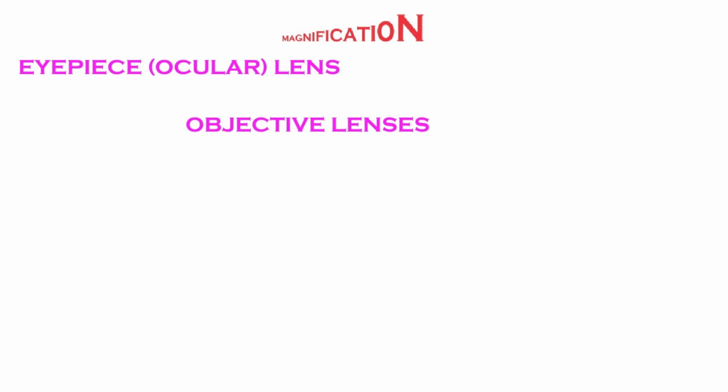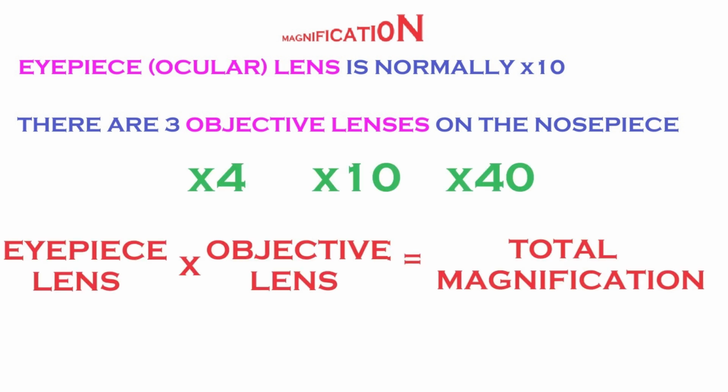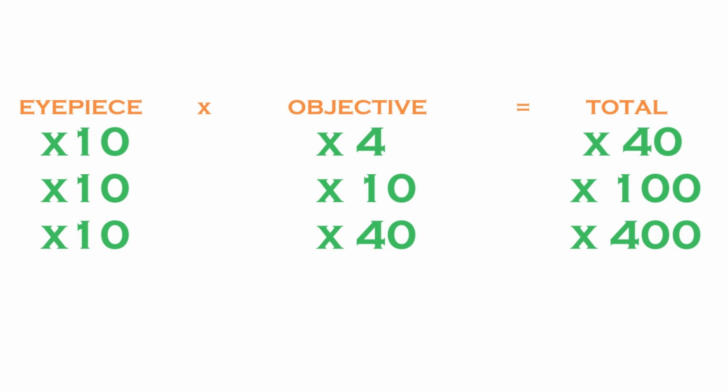Next, we're going to talk about magnification. The eyepiece or the ocular lens is normally times 10, and there are three objective lenses on the nose piece: times 4, times 10, and times 40. The eyepiece lens times the objective lens provides the total magnification. The eyepiece is always times 10. The objective lens can either be times 4, times 10, or times 40. And therefore we look at the total magnification.